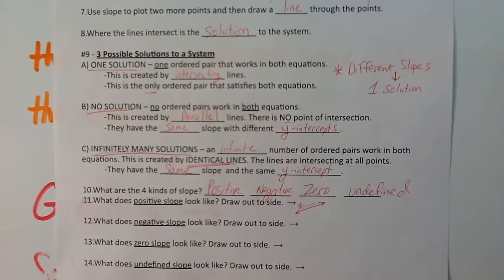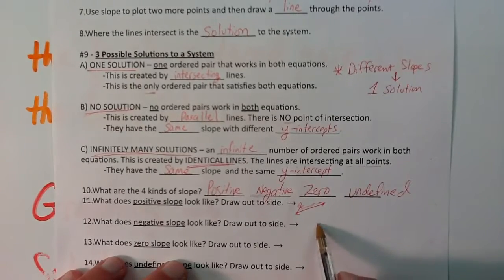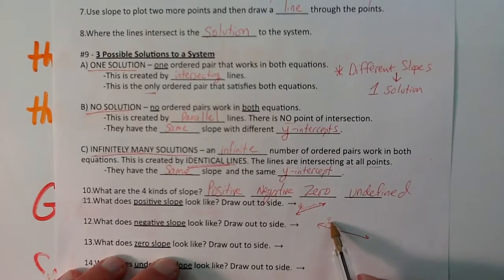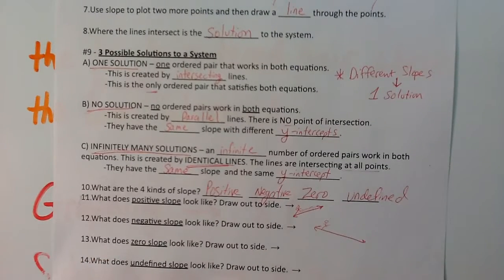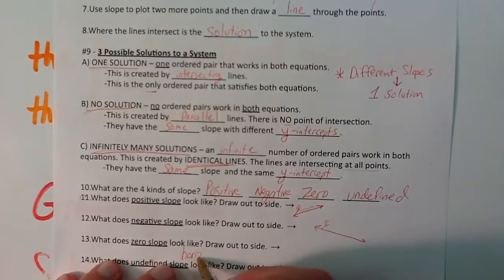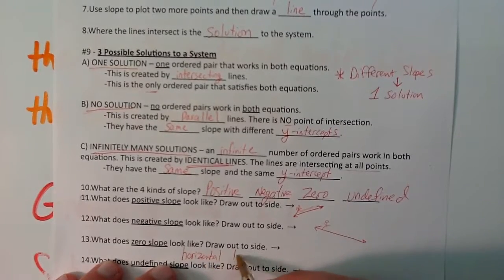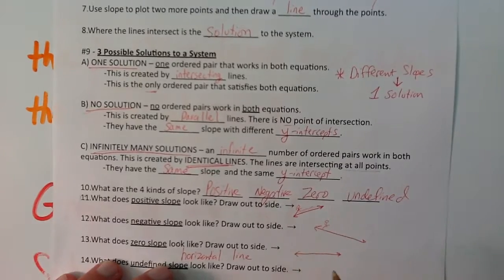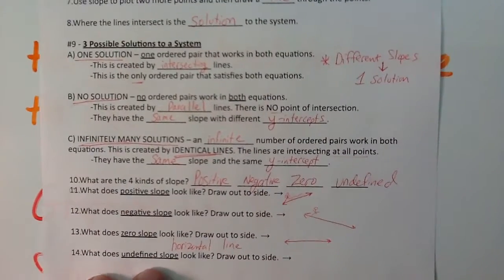Number 12, what does negative slope look like? Well, it's going to be going downhill, as read from left to right. If you have a guy right here and he's walking, he will be walking on that line downhill. Therefore, negative slope looks like a line that's going downhill. Number 13, what does zero slope look like? Zero slope is when you have a horizontal line, which is a side-to-side line. A line that is side-to-side will have zero slope.